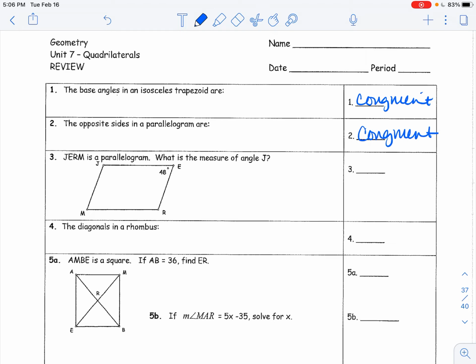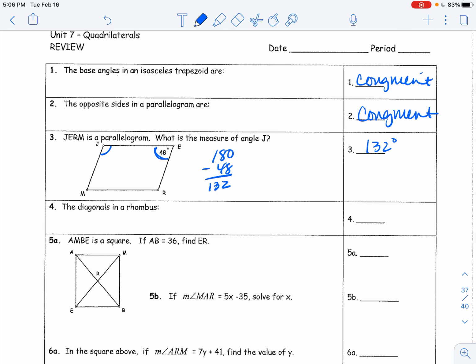We have a parallelogram, JERM. What is the measure of angle J? So angle J is right here. And we should know that consecutive angles are supplementary. So 180 minus 48 will give us 132. The diagonals in a rhombus, these are perpendicular.